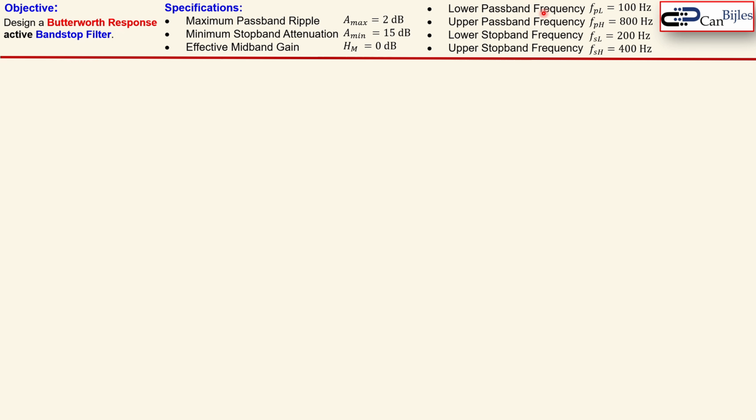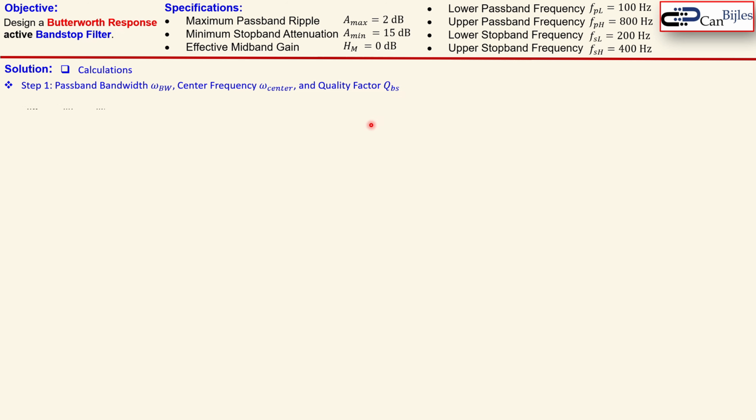The lower and upper passband frequencies are shown here. So 100 and 800 Hz. The lower and the upper stop band frequencies are 200 and 400 Hz. Okay, let's see what we need to do in our calculations. The first step is looking at the passband bandwidth, center frequency, and then from there the quality factor for the band stop filter.